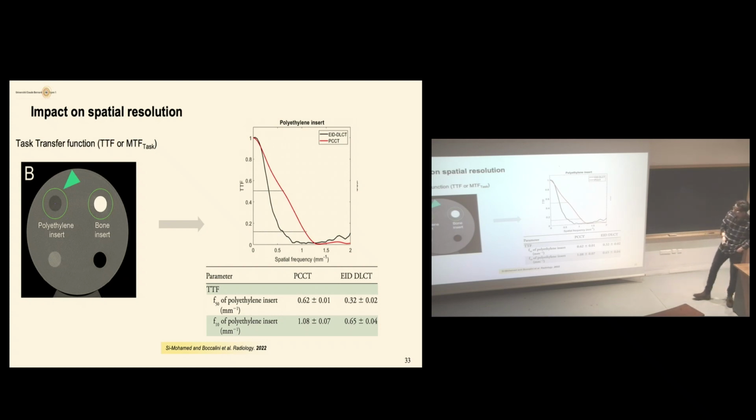And what you see here, which is important, is the shift of the task transfer function towards high frequency, which will convey more spatial resolution. It's true for 50%, but it's also true for 10% of the task transfer function. And at the end, you have a cutoff much higher than conventional CT. So first aspect, in spatial resolution, you increased in this experimental setup by 2 times the task transfer function for a particular clinical task.